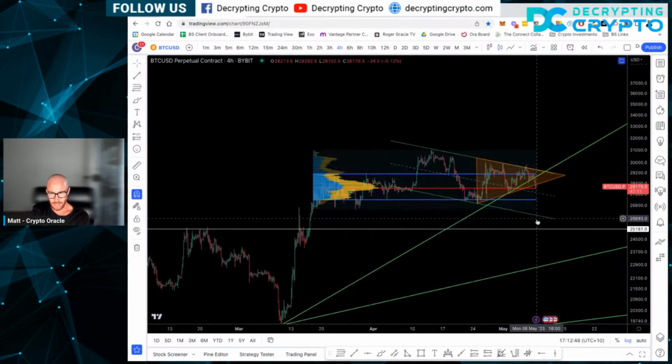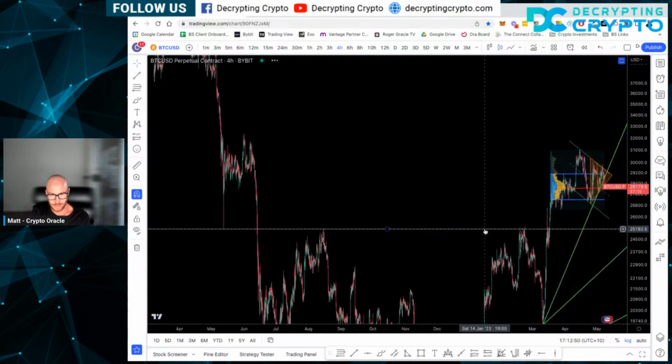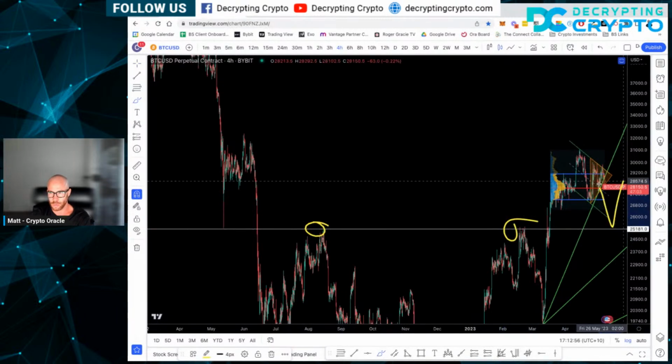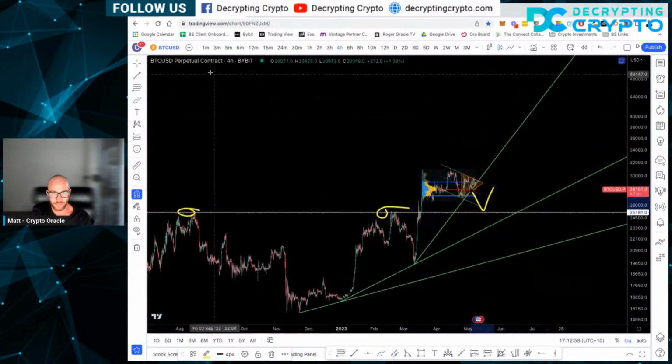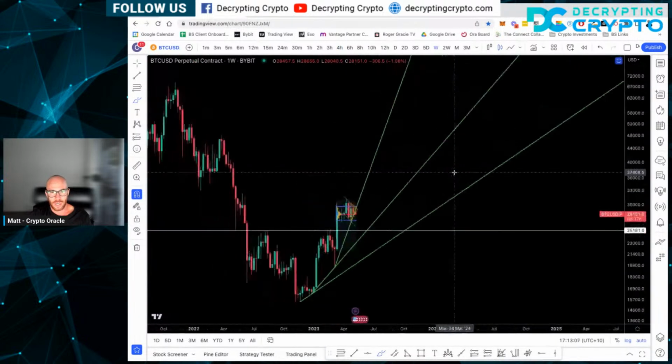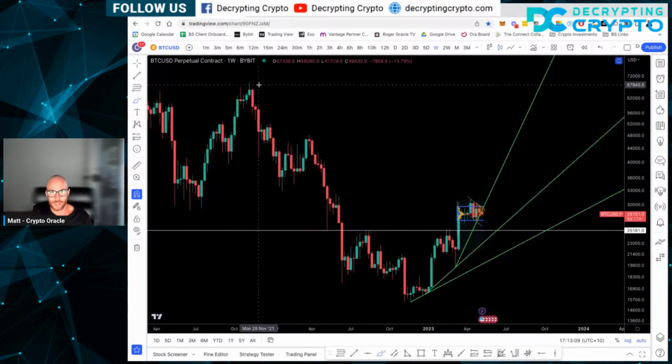Obviously, if we do come back down to 25, we'll probably see a lot of support, because this was recent resistance. So look for support at 25 and then continuation to the upside. Bitcoin is still bullish on the macro. If we go to the weekly, we've created higher highs, and we're above most of the moving averages.